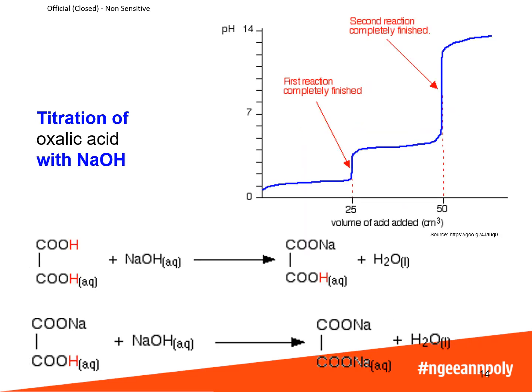Let's take a look at another example, oxalic acid. Oxalic acid has 2 protons to donate, so in the reaction between oxalic acid and sodium hydroxide, you can also see 2 equivalence points.